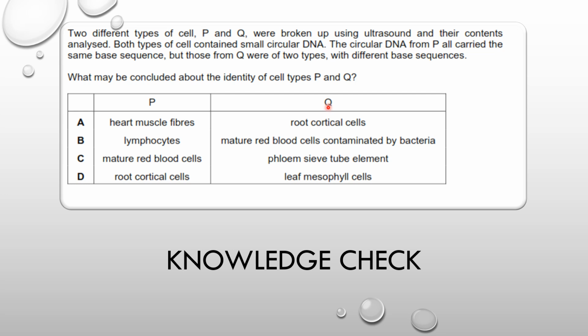Okay, the Q, of course, you can see, should have 2 types, so mitochondria and chloroplast. So mature red blood cells, of course, has mitochondria. Phloem tube has mitochondria, so this cell should have 2. Root cortical cells, mitochondria. This leaf mesophyll cells, wow, mesophyll cells make a lot of food, so they have a lot of chloroplast and also have mitochondria. So our answer is delta.